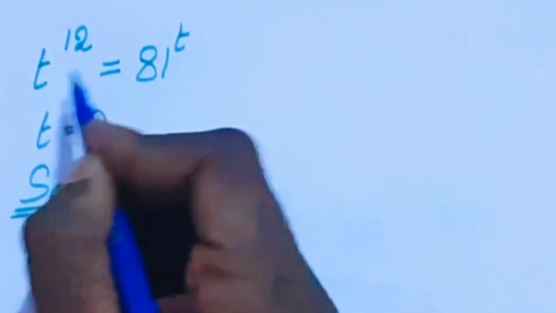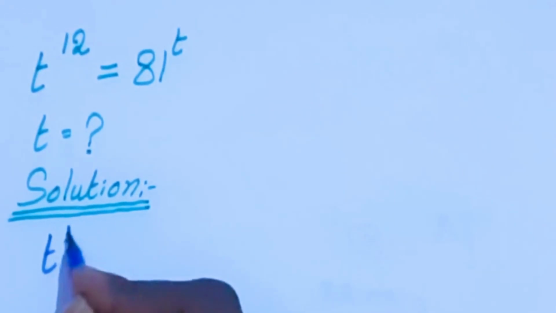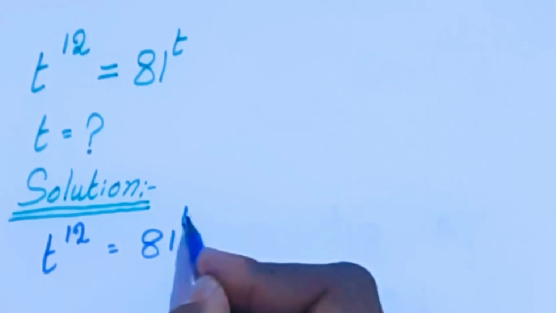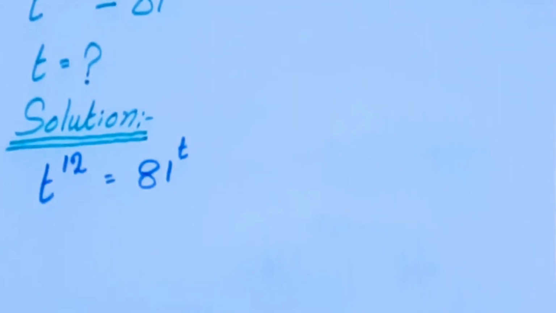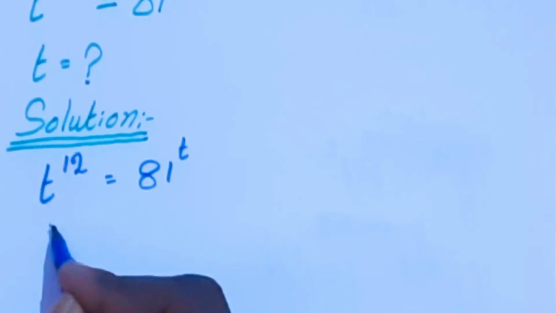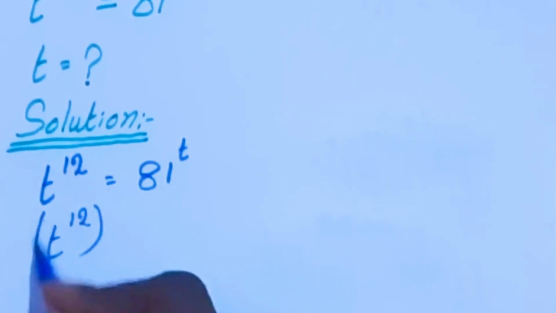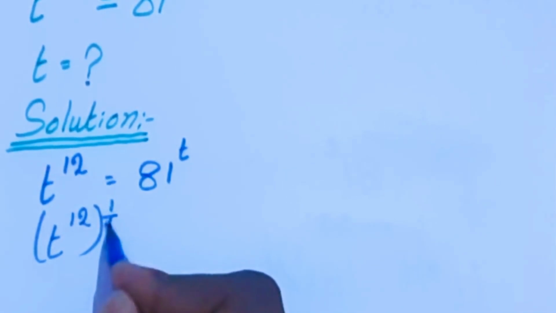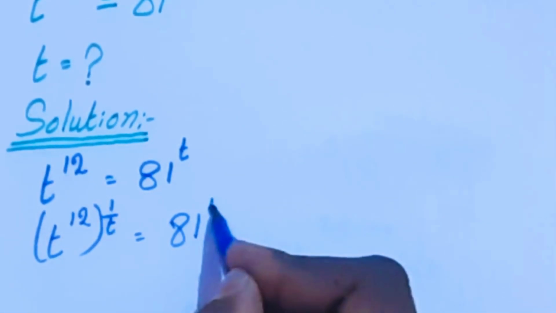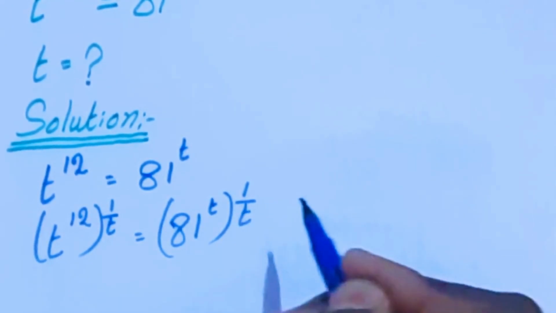Today we are going to solve this problem to find t value. Solution: t power 12 equal to 81 power t. Now we are going to take 1 by t on both sides in the power. So (t power 12) whole power 1 by t equal to (81 power t) whole power 1 by t.